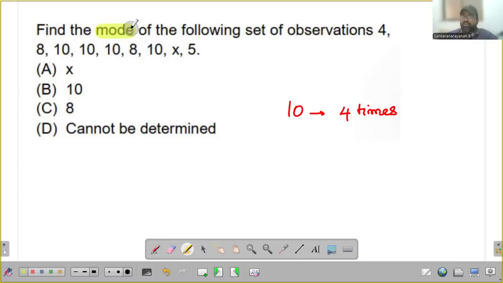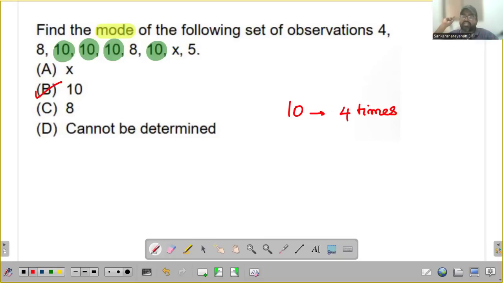Okay, so I'm correcting what I just said. Mode is nothing but that observation that has appeared the maximum number of times. Okay, so you can see here 10 has appeared 1, 2, 3, 4, 4 times it has come. So we can see that the answer, the mode value, will be equal to option B, that is 10. Okay, so we can consider the 13th question. The correct answer is option B.